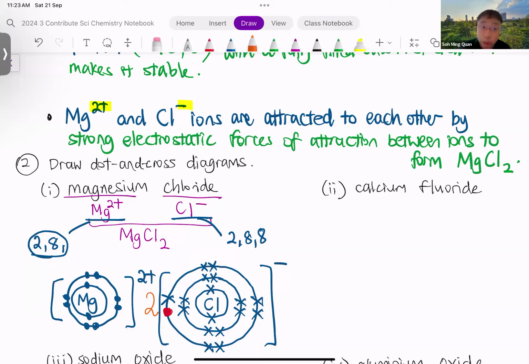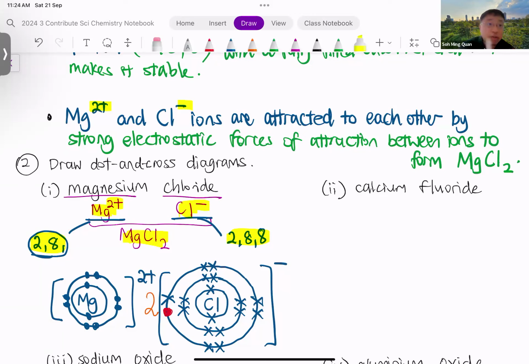So importantly, when drawing dot and cross diagram for ionic compound, the first step is you really need to work out the charges so that you can work out the formula. That's the first step. The second step is look at the periodic table and really work out what are the electronic configurations of the ions so that you can draw the electrons correctly into shells.